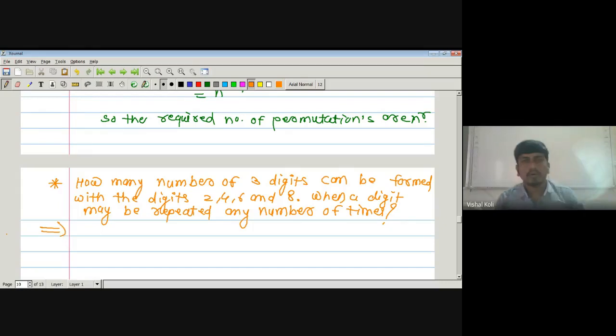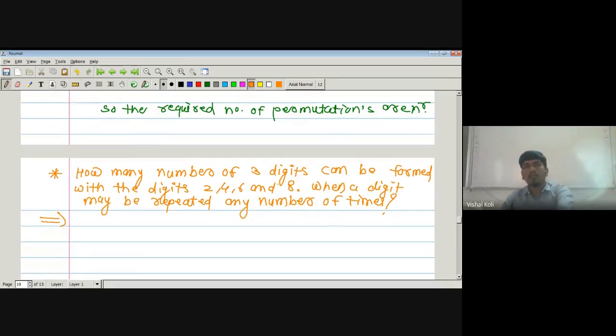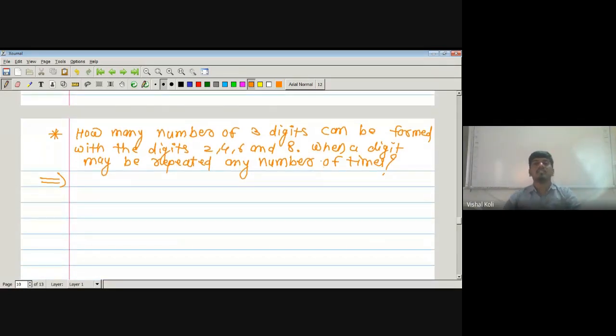Here we have to find out the number of three digit numbers that can be formed by using these four digits, 2, 4, 6 and 8, when a digit may be repeated any number of times. We can use these four digits any number of times in the three digit number.